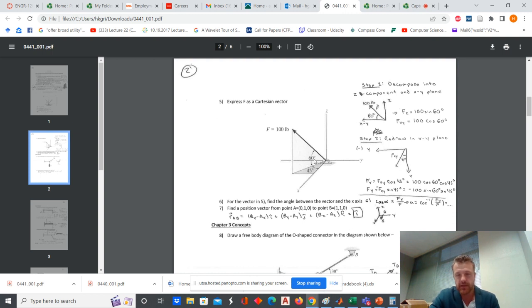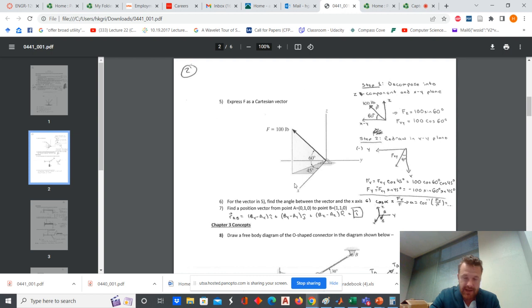So the first step that you want to do is use the 60-degree angle in order to decompose this vector into 2 components, one along the z-axis and one in the xy plane. So you notice that the z-axis component is going to be opposite of 60 degrees, so that will be the magnitude 100 times sine of 60, and the xy plane component is going to be adjacent to 60 degrees, so I just took 100 times cos of 60.